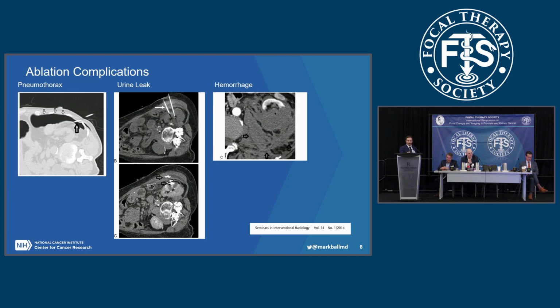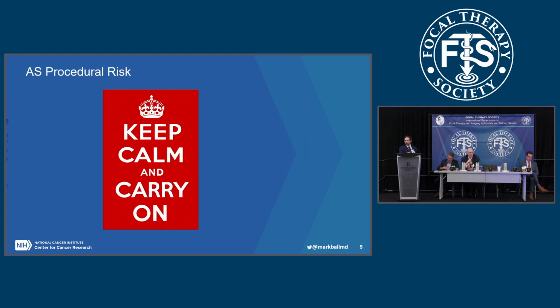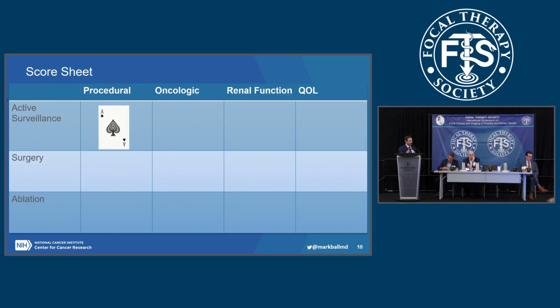So similar, pneumothorax is on the list, of course, for ablations, but you can get urine leaks, you can get hemorrhage. All of these and the rates from the previous slide, the citation is at the bottom of the slide there. What are the procedural risks from active surveillance? No procedural risk, right? These patients can keep calm and carry on. So I think in the domain of strictly procedural risks, the ace goes to active surveillance.